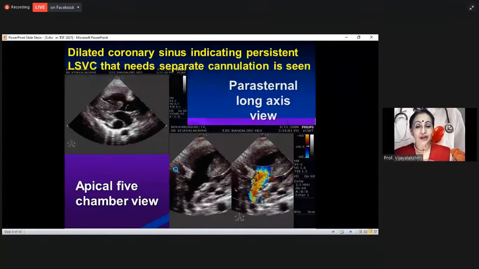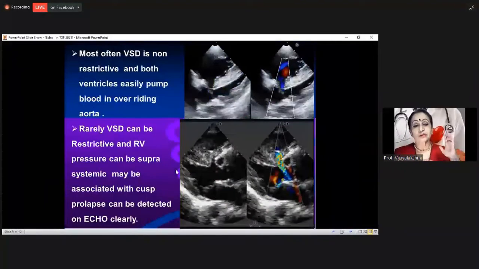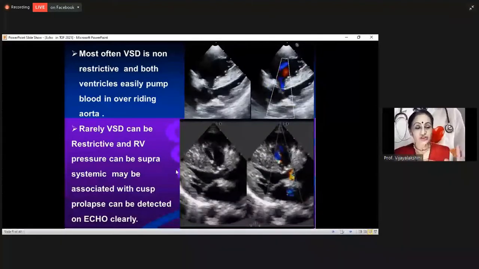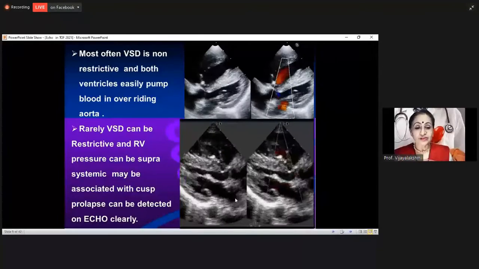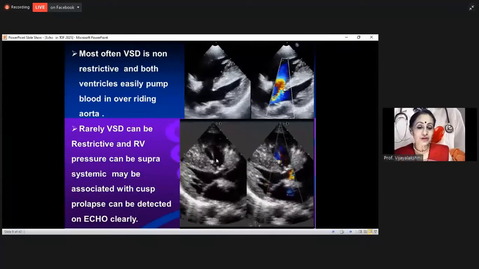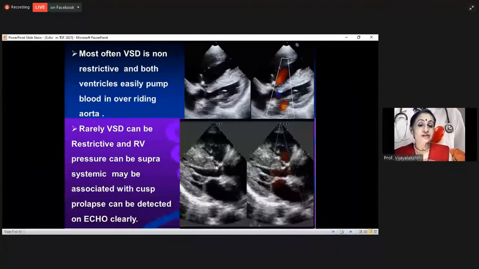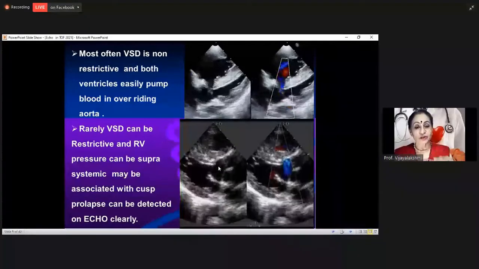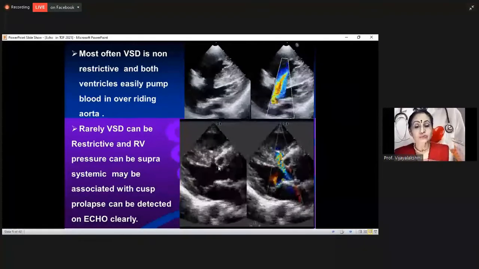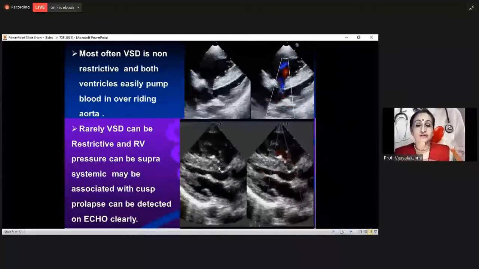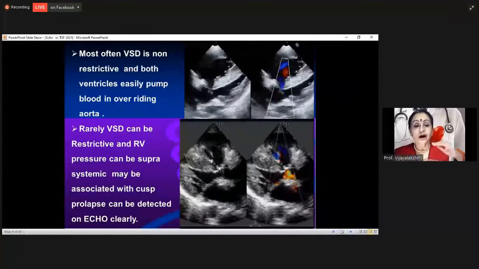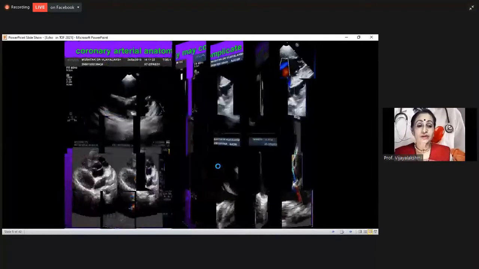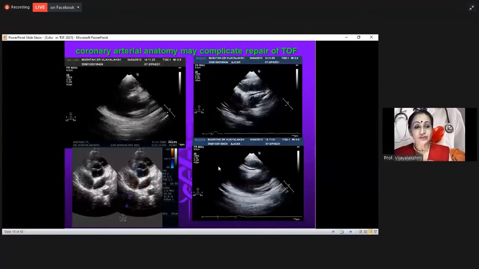And apart from that, we can also see whether the VSD is restrictive. Most often it is a non-restrictive VSD, but sometimes you can see here that there is a prolapse of the coronary cusp causing a restrictive VSD. When there is a restrictive VSD in a case of tetralogy, there can be suprasystemic RV pressure, thereby causing tricuspid regurgitation. Otherwise, the RV pressures are never transmitted to the right atrium. So this is how whether the VSD is restrictive or non-restrictive has to be determined.